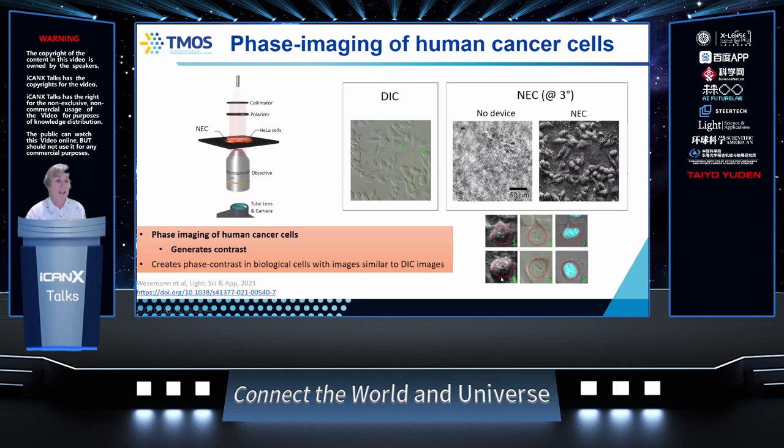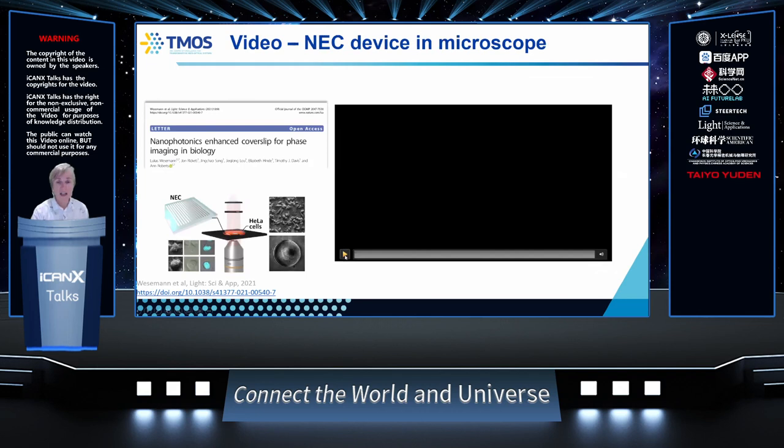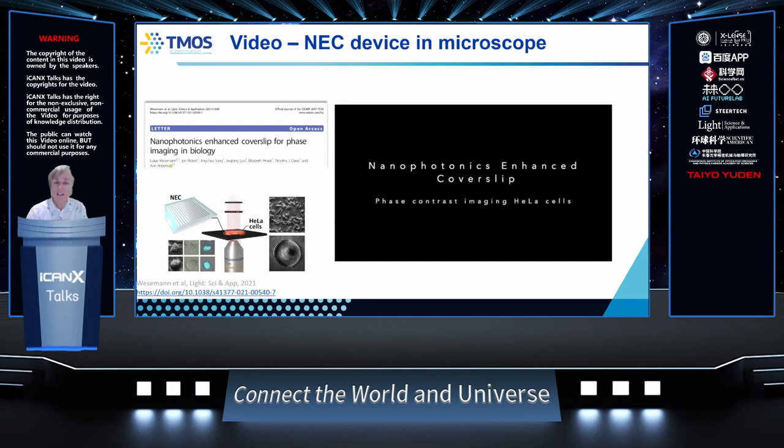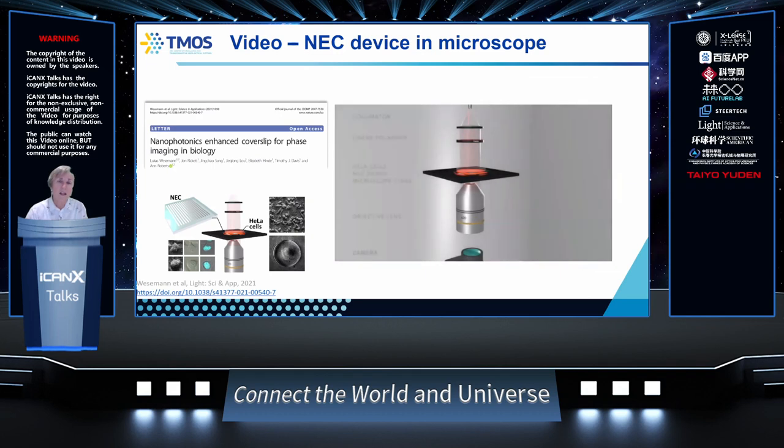Down here, we've got the images that we've obtained compared with DIC and also fluorescence. And we do have some evidence that we're able to see some fine features within the cells themselves. This is another movie. I think I quite like this because, again, it just highlights just how different the images appear when the cells are sitting on the patterned area of the device compared to those that are just sitting on the glass part of the cover slip itself.